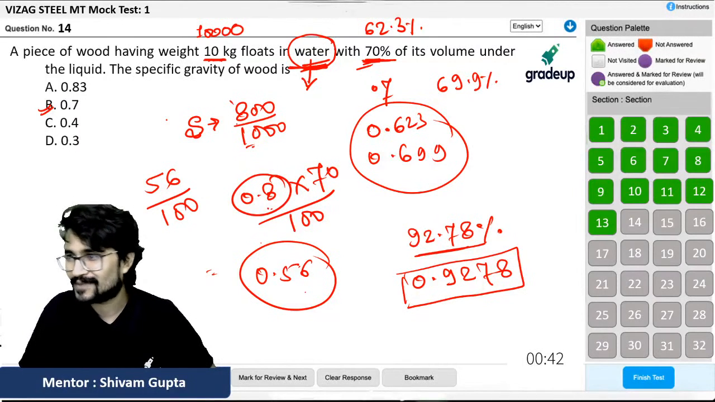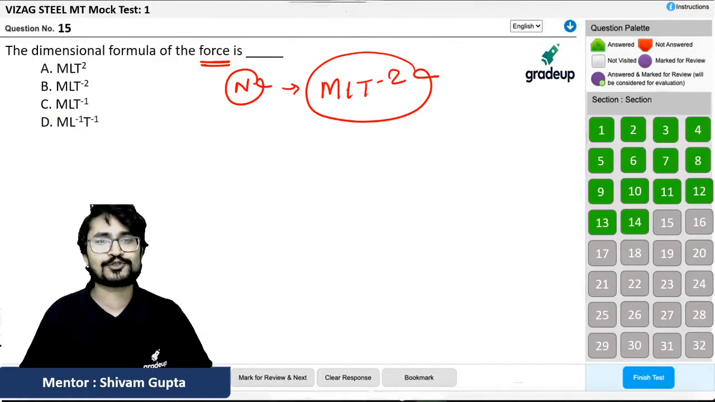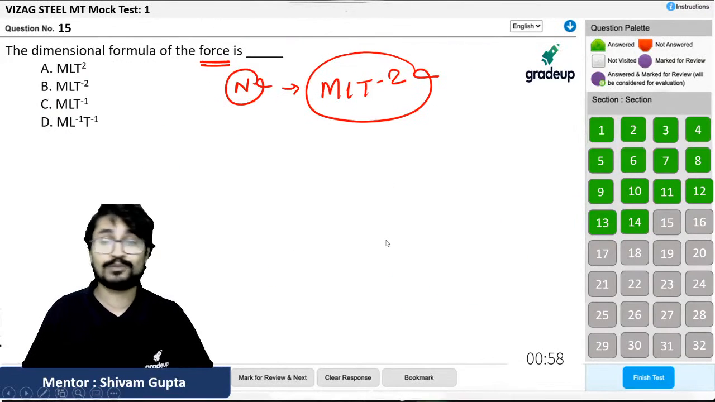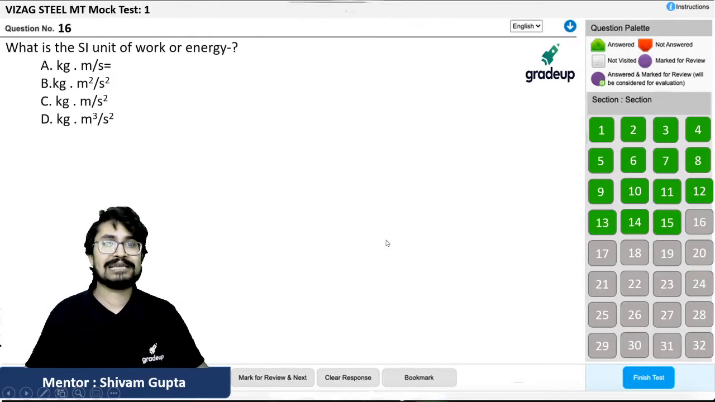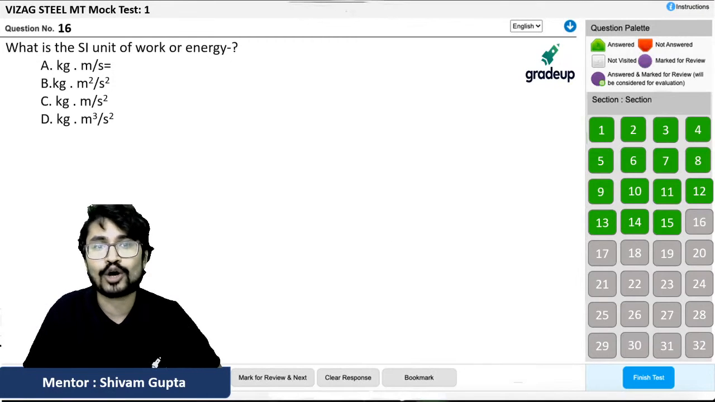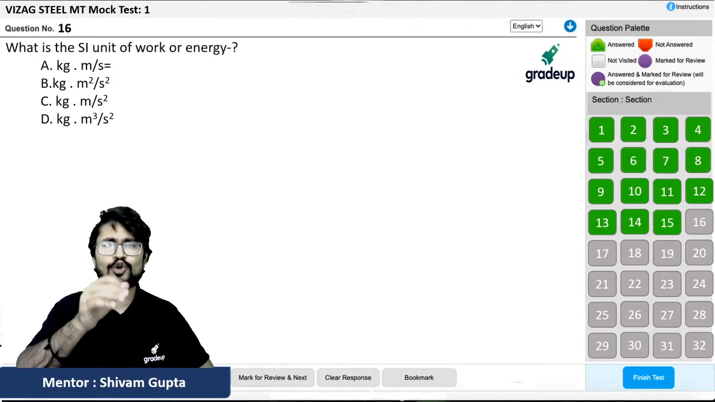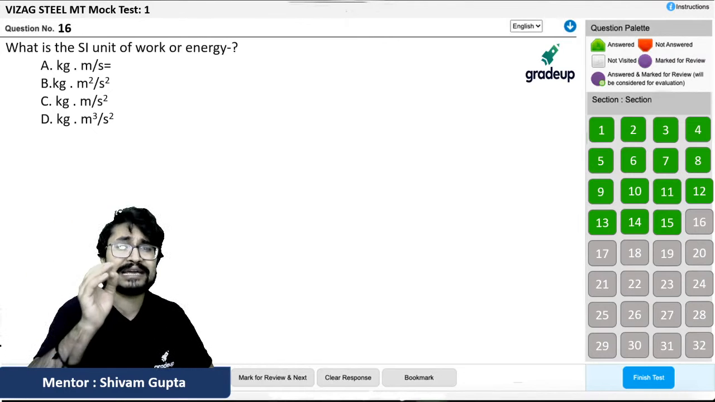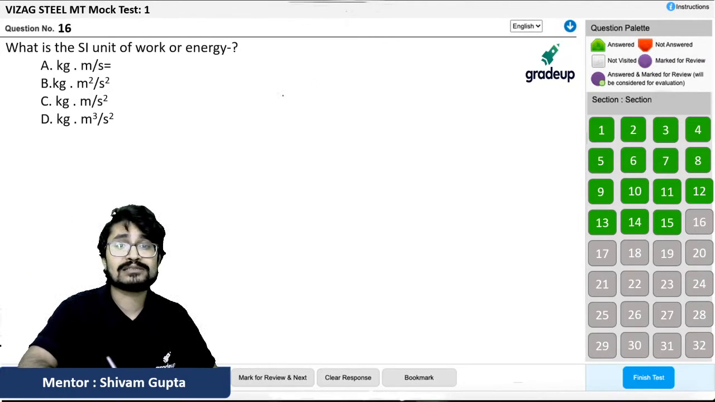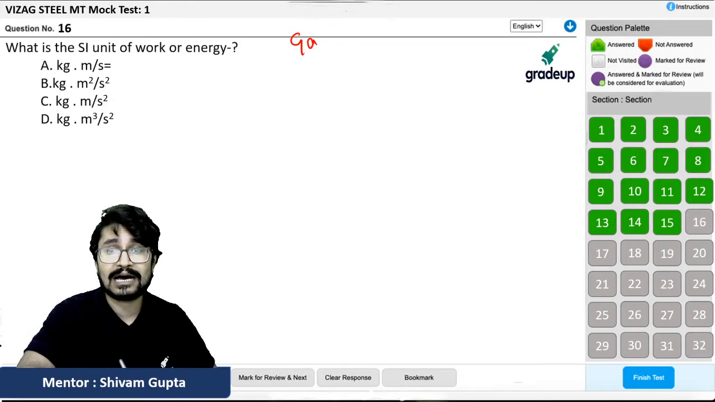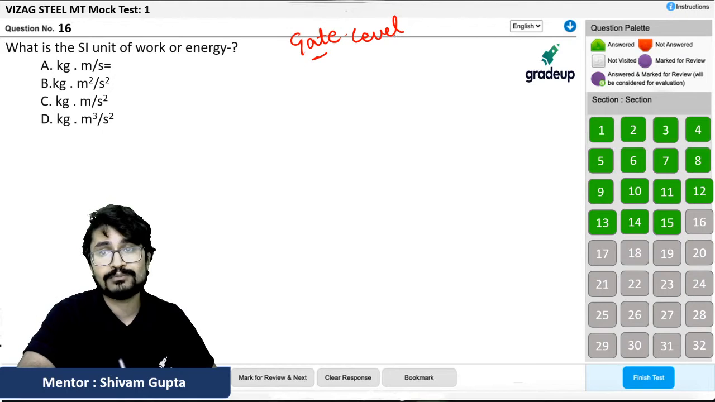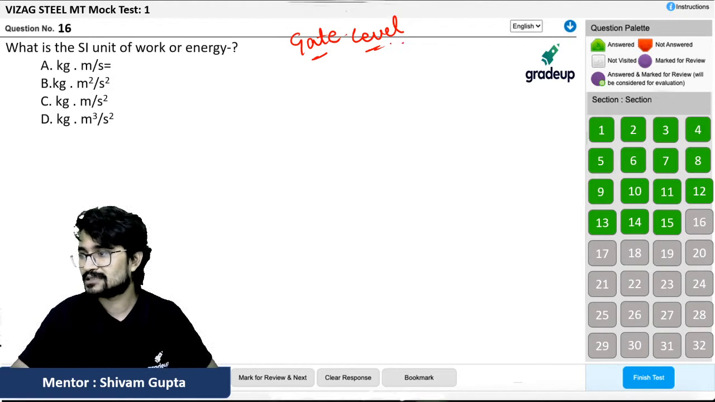Great. Yes, now coming to the next question on your screen. Guys, you have to be fast, okay? Now the question is saying that the SI unit of work or energy will be. This is the question for you all. This is a GATE level question. If you can answer this question in 1 minute, you are just awesome, man. Just give the answer.